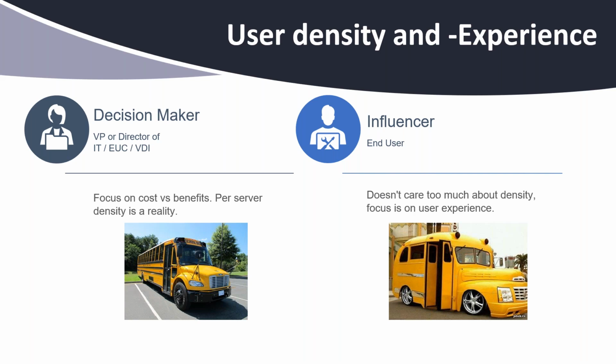it's like the two pictures you see. So the user density is a normal school bus, which is okay. Your user experience is okay, but you have more density. But what most people are asking for is the right picture, so a pimped up bus, and they don't mind how many people there are in the bus.